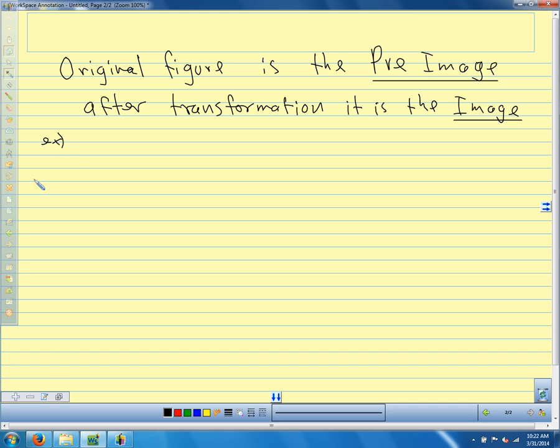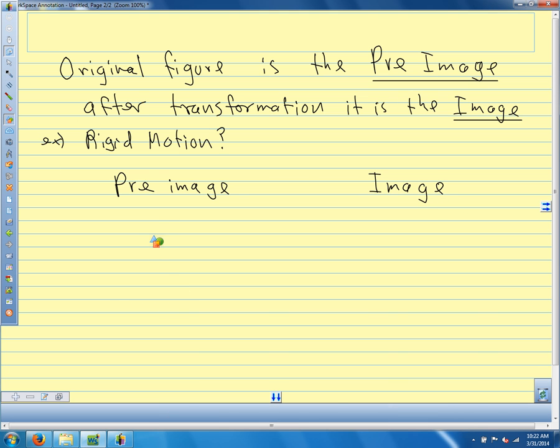So let's take a look at a couple of examples that have to do with this idea of rigid motion. For all of these examples, all we want to do is say, does this appear to be a rigid motion? I'm going to write our pre-image and our image over here, so we'll do them in columns. So here's our first one. Here's my pre-image, and here's my image. Does this appear to be a rigid motion?